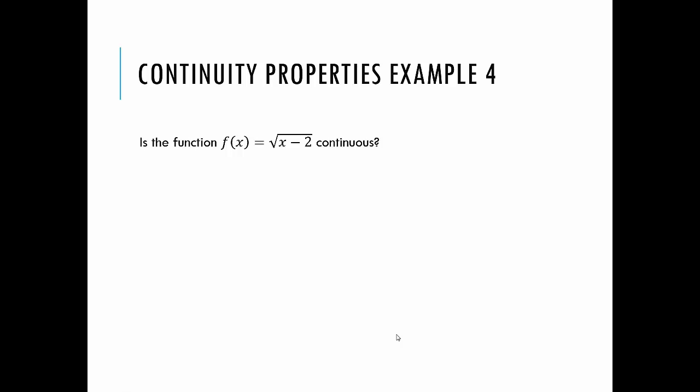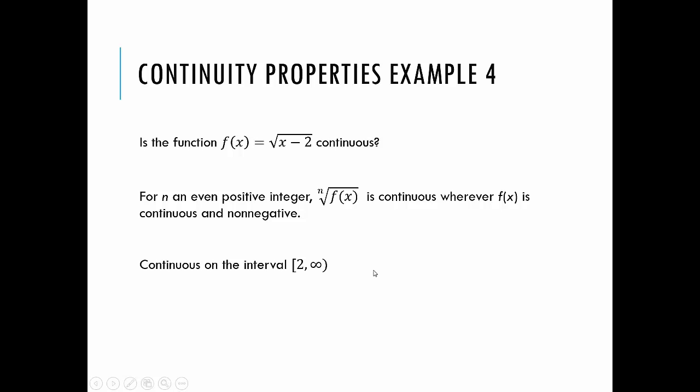Is this function continuous? Well, this is a square root, so we said that it's continuous basically everywhere until what gets under this root becomes negative. So if I said at 1, 1 minus 2 is -1, well, that's not going to work, right? So what you do is you set x minus 2 greater than or equal to 0, meaning positive values, and that gives you your continuous interval.